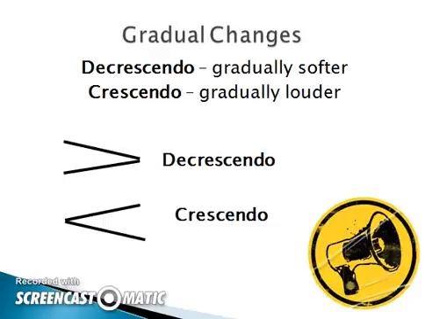The important thing to remember is that these symbols are pretty self-explanatory. The symbol for decrescendo, or diminuendo, clearly shows that you are starting at a louder dynamic and becoming gradually softer. And the symbol for crescendo clearly shows that you are starting at a softer dynamic and becoming gradually louder. These symbols are also found below the staff and can occur over one measure or several measures.